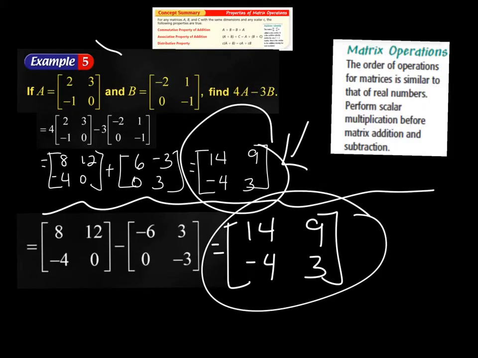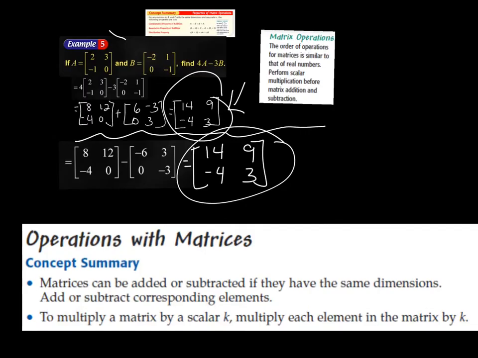The order of operations for matrices is similar to that of real numbers. Perform scalar multiplication before matrix addition and subtraction. Matrices can be added or subtracted if they have the same dimensions. Add or subtract corresponding elements. To multiply a matrix by a scalar, multiply each element in the matrix by the scalar k.